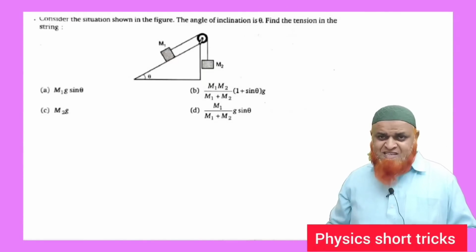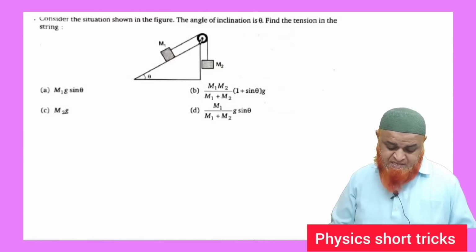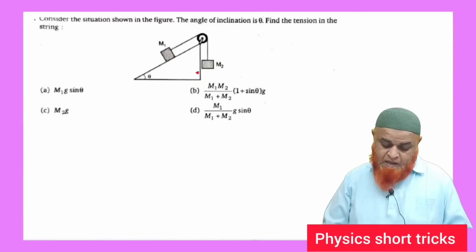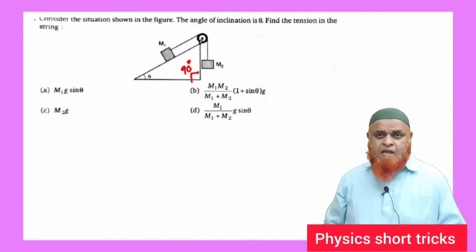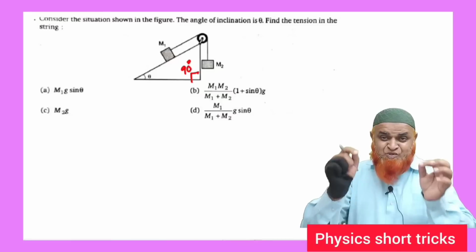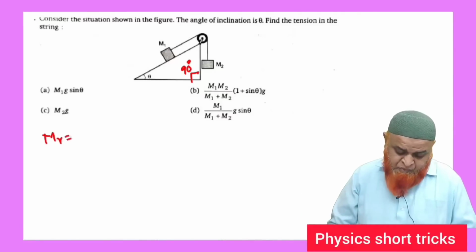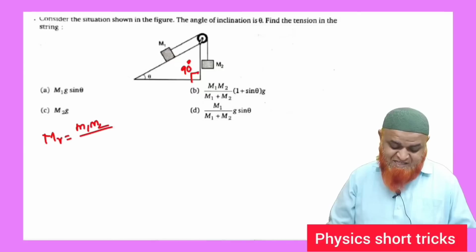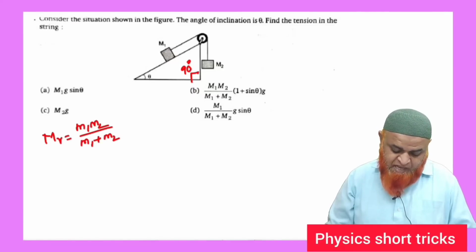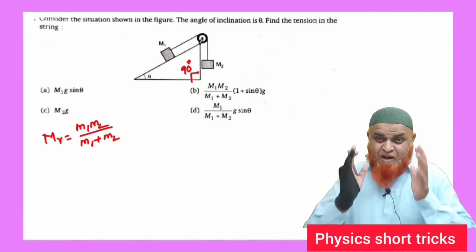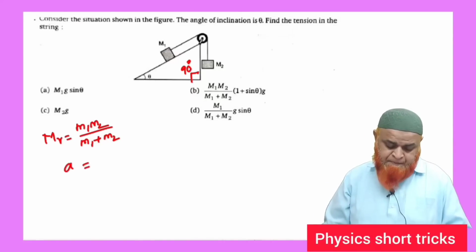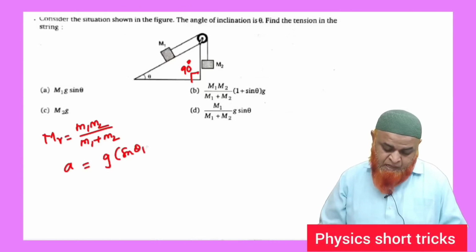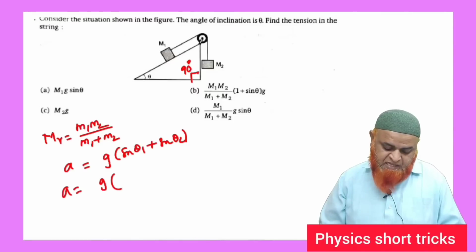Thank you very much. You can just see here, this is the shortcut formula I'm going to discuss. So if you see here, this is theta and this is going to be 90 degrees. I told you that this type of problem should be solved by using the reduced mass method. So what is the reduced mass method? Reduced mass is nothing but m1 m2 by m1 plus m2, the product of the masses divided by the sum of the masses. After that you have to find out the acceleration, and acceleration is nothing but g into sine theta 1 plus sine theta 2.